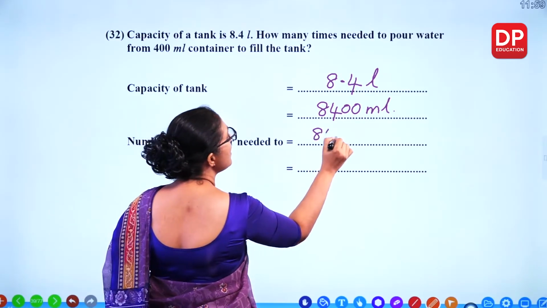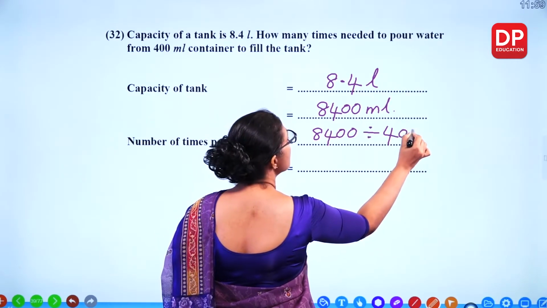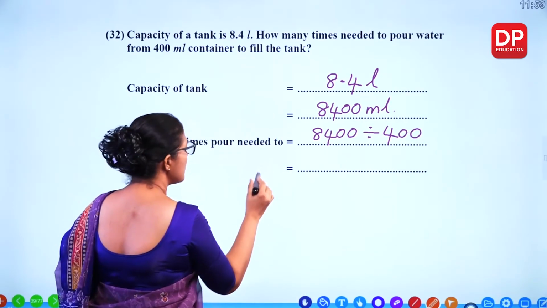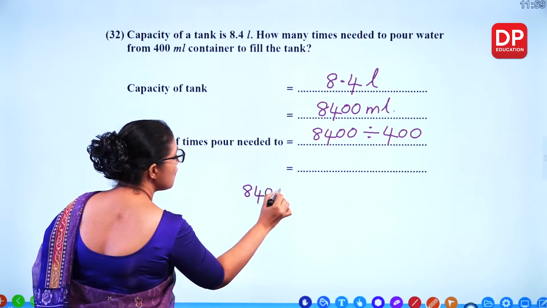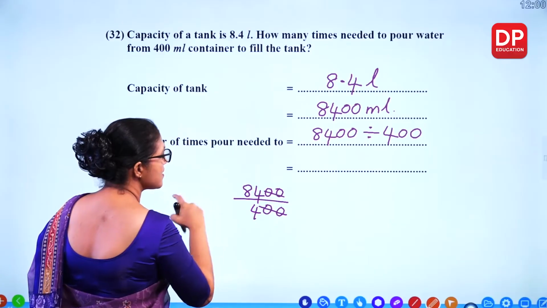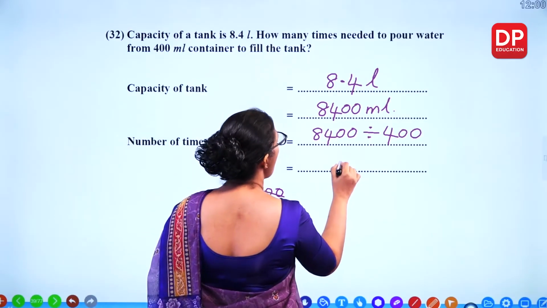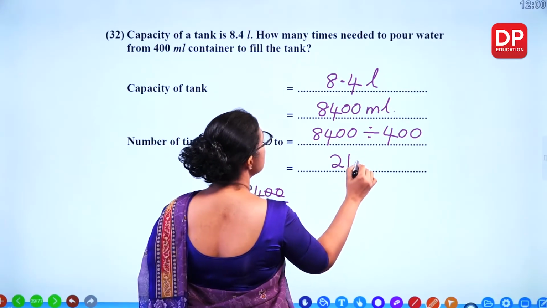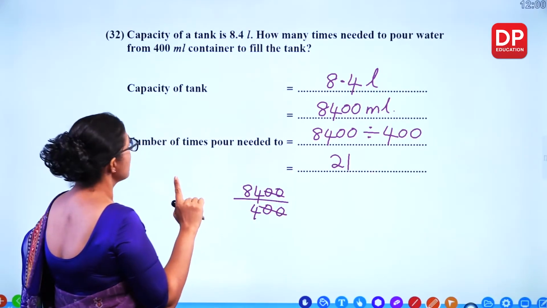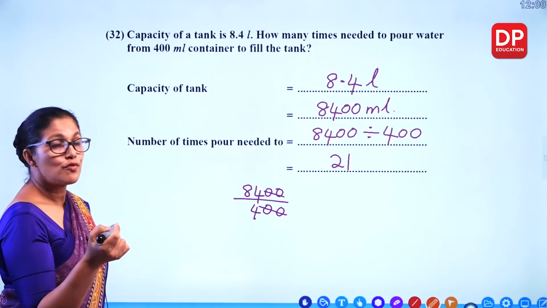You divide 8400 by 400. So 2 zeros get cancelled out when you divide. 84 divided by 4 is 21. And this is just a number. 21 times you have to pour water to fill the tank.